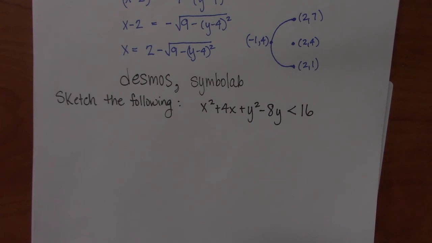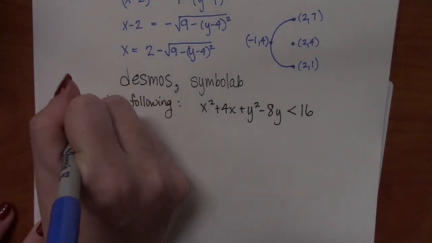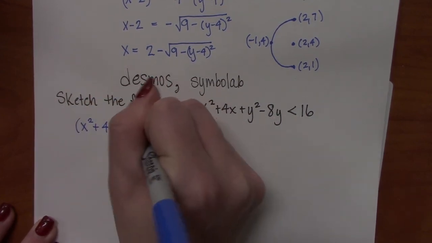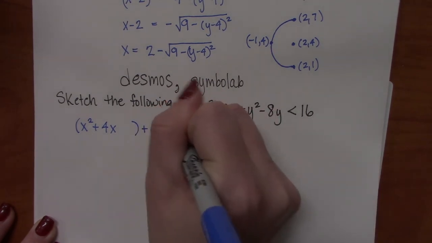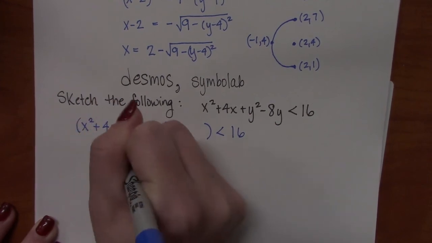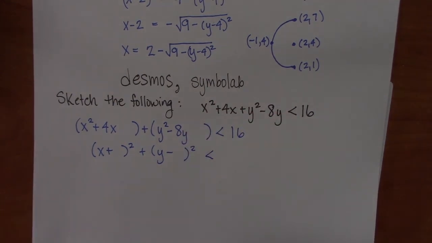This one, it's an inequality, right? So on the left side, we have what looks like a circle, and then we're saying that it's less than 16. If we want to sketch this, first thing, let's just deal with the left side. Let's try to make this look like a circle. So the first thing we want to do is group the x's and y's together, which they kind of already are for us, but we know we're going to have to complete the square. And so I know this is going to be x plus something squared, and this is going to be y minus something squared. Okay?